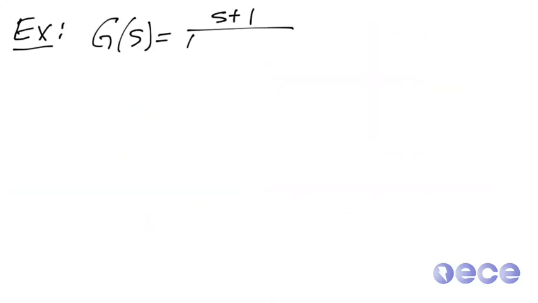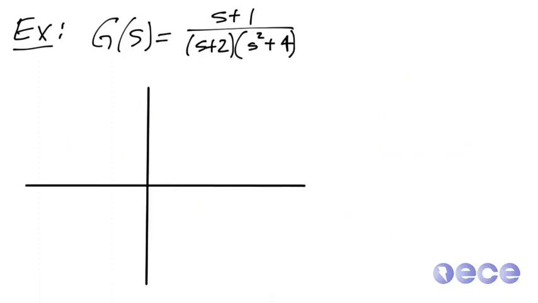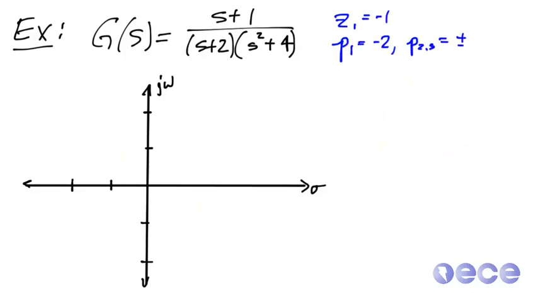Okay, so here's a more complicated example. Let's say that I have s plus 1 over s plus 2 times s squared plus 4. So this is a fairly complicated transfer function. I'm going to actually calculate the angles of this system using the direct method where I'm just going to add the point S1 to the plot and then calculate the relative angles from that point.